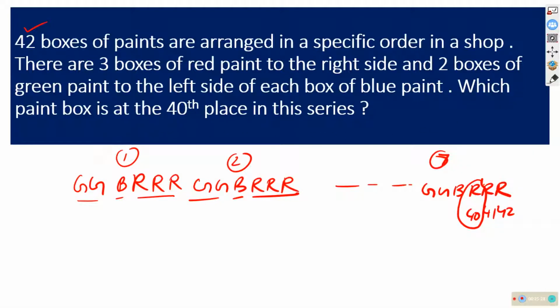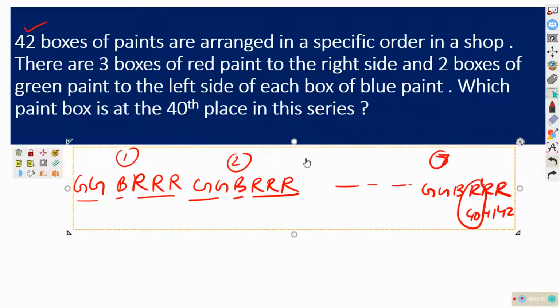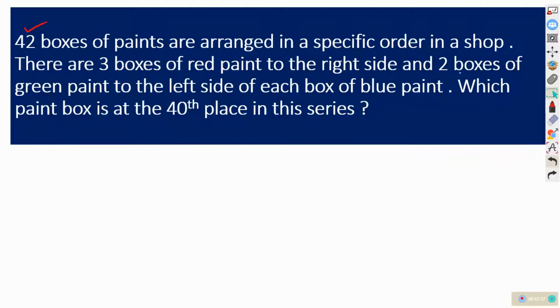Sometimes the question will be easy. Sometimes it will take time. The last question took a little extra time. This question took very little time. I told you, save the time on one question and it will benefit the other question.